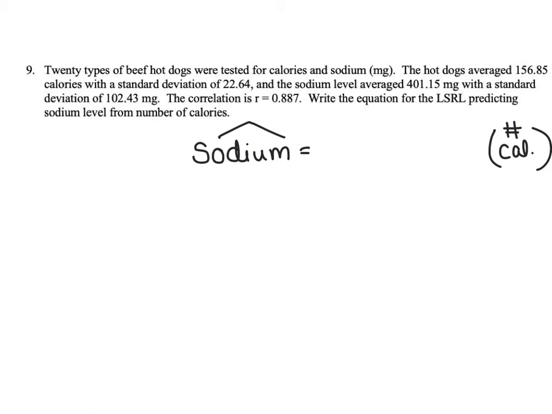Okay, so I've kind of set mine up, the predicted sodium. So calories is my explanatory. So here is my x bar, and the standard deviation of my x's is here, whereas the mean of my response is here, and this would be the standard deviation of my response, and I'm given my R value. So I need my y-intercept and I need my slope.